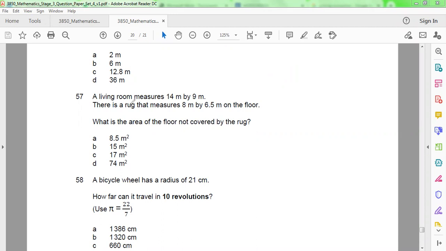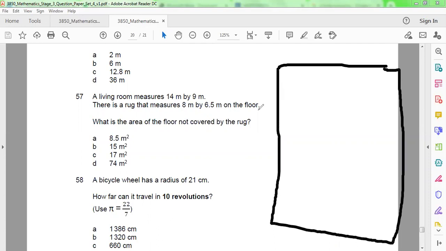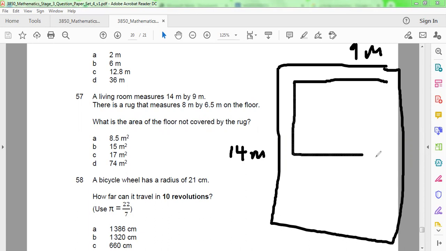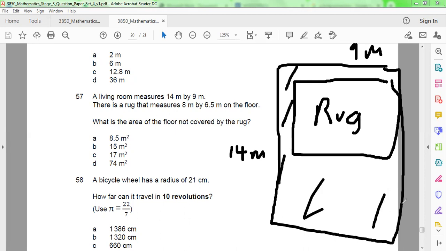Okay, so it says a living room measures 14 by 9 meters. So let's say we have this room here. I'm going to give the longest side 14, and that's 9. So it's a rectangular room. There's a rug that measures 8 by 6.5. It's a big rug, right? So this is our rug. What is the area of the floor that's not covered? The area that's not covered by the rug would be everything else, isn't it?